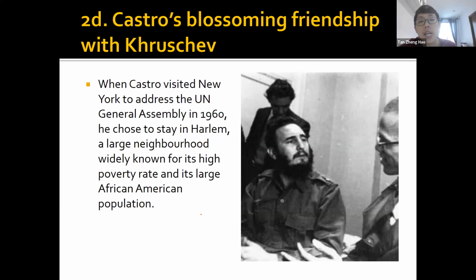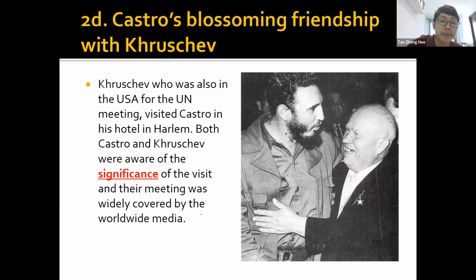Khrushchev. Okay, so there's this story when Castro visited New York. He also met with Khrushchev. He stayed in a place in Harlem, and in this place, Harlem, he met Khrushchev. Castro and Khrushchev met. Okay, and you can see from this photo, they seem pretty happy and pretty pleased to see each other.